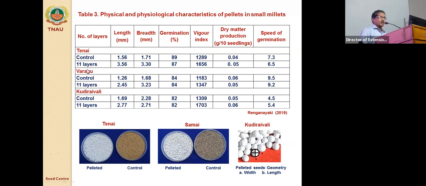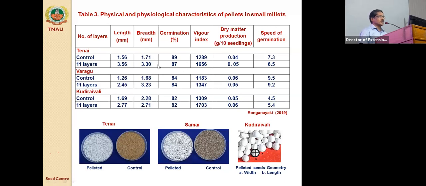It is very, very important to go for mechanized sowing nowadays. So they wanted to make the seeds amenable for mechanized sowing. Based on that, we have studied for thinai up to 11 layers. See, the size has increased from 1.56 mm to 3.56 mm, and this is the breadth.